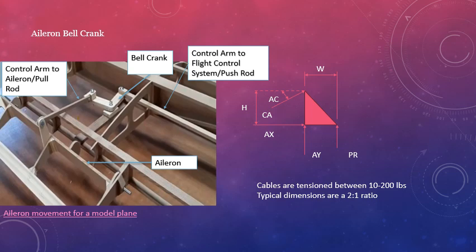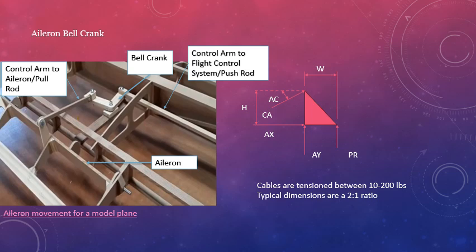This is an image of an aileron bell crank. Essentially, an aileron is attached to the wing, and whenever the control arm to the flight control system moves, it pivots the bell crank, and the bell crank then pivots again to the control arm connecting to the aileron, and it allows the aileron to move up and down so the plane can change direction.